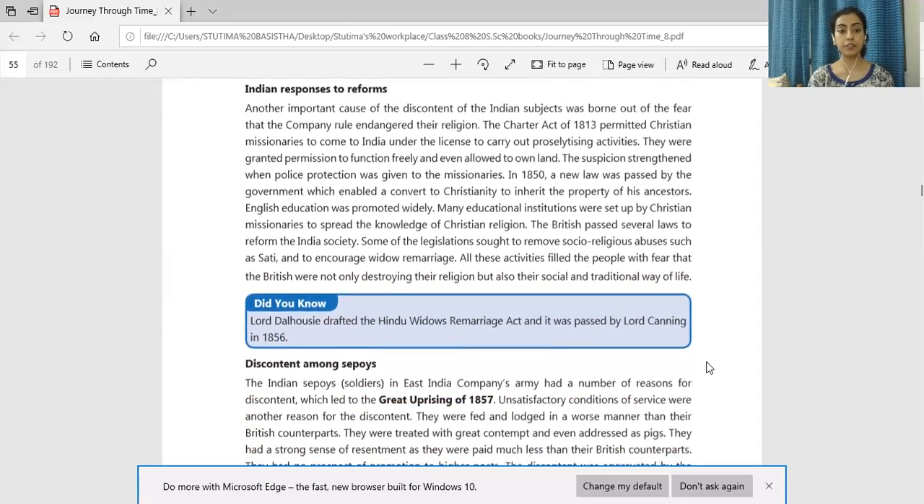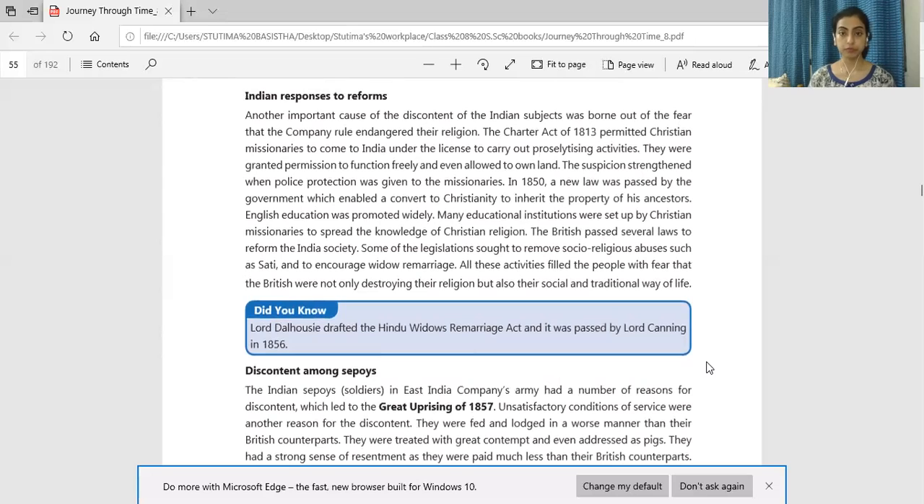The third was Indian response to reforms. So what happened? The third reason for discontentment was that the Indian sepoys felt that the British were trying to bring a threat to their religion. How? The Charter Act of 1813 permitted Christian missionaries to come to India under license to carry out proselytizing activities. According to this act, Christians were given permission to come to India and carry out proselytizing activities. Proselytizing means conversion, to convert someone to another religion.